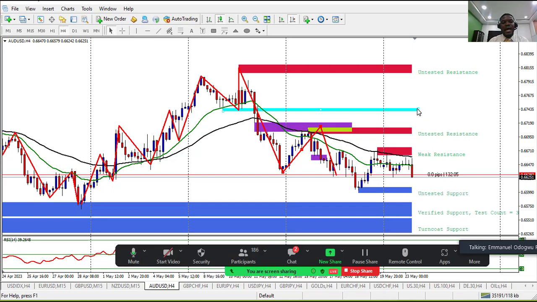So protected area or exposed area, right? This area is our protected area. The low, the low, the low. The market is not taking out the low. So immediately the market took out this low, it means the market has shifted, right?